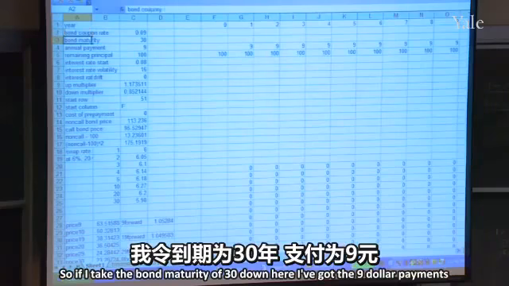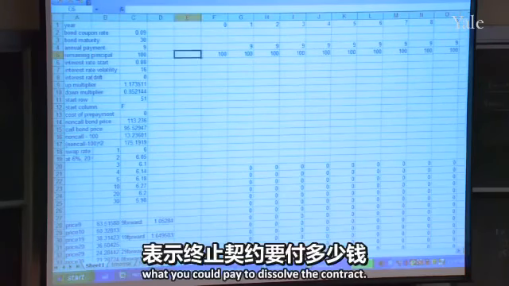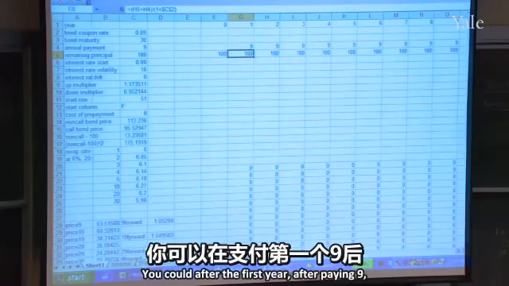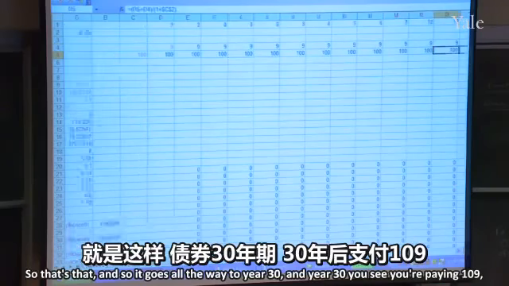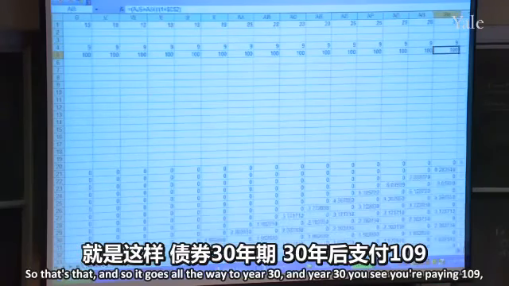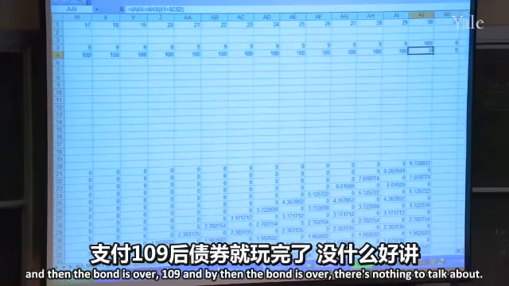So if I take the bond maturity of 30, down here I've got the $9 payments and I've got the remaining principal, the remaining balance, what you could pay to dissolve the contract. You could, after the first year, after paying 9, immediately afterwards pay 100 and say forget about the whole thing. Okay, so it goes all the way to year 30, where you're paying 109. And then the bond is over, there's nothing to talk about.